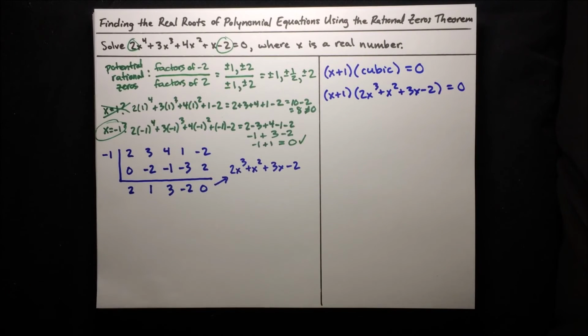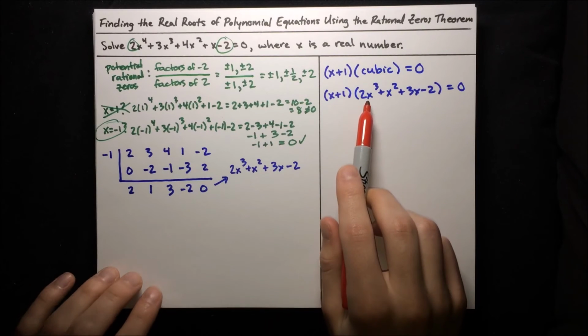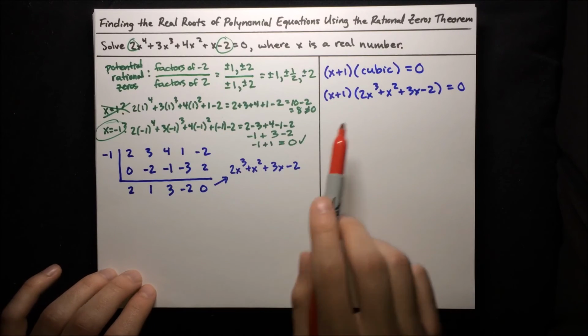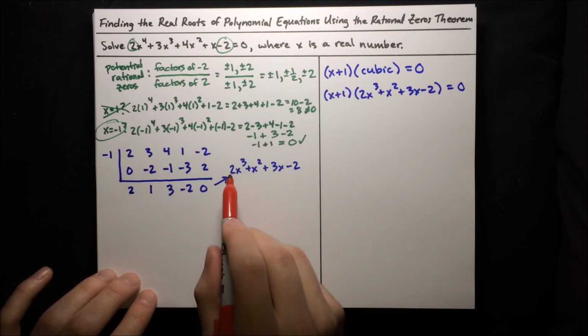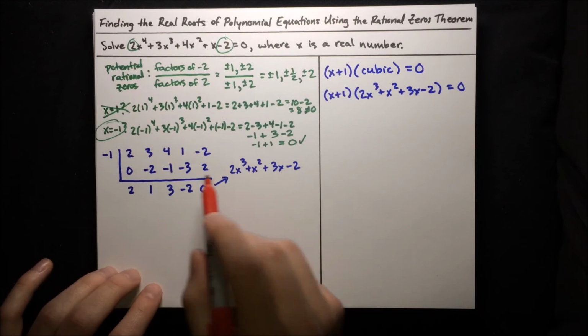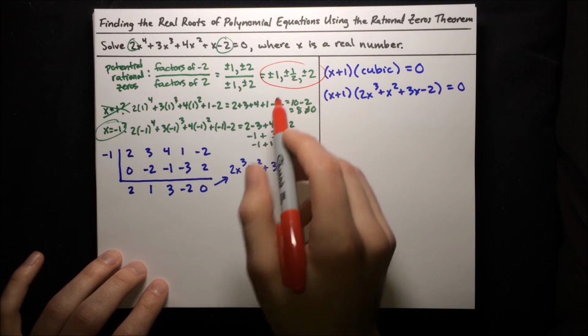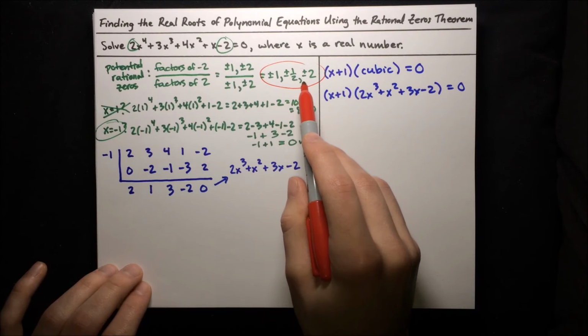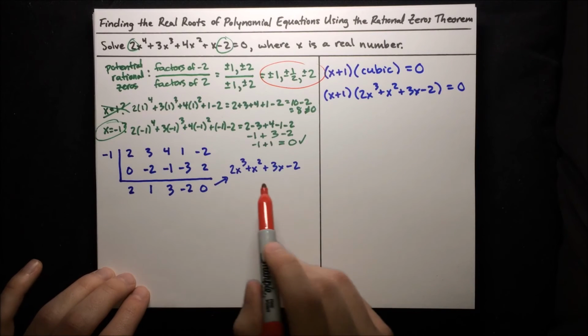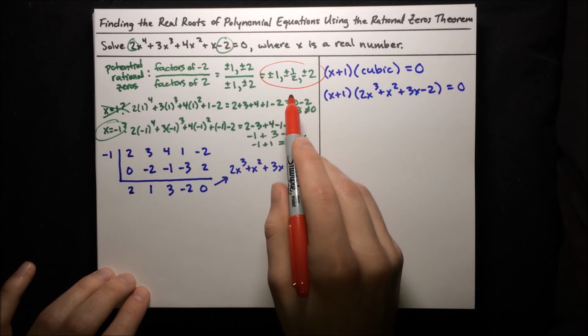Okay, so now we have to break down this cubic, and we just go through the potential rational zeros process again. This has the same leading coefficient and the same constant as before, so the potential rational zeros are still the same: plus or minus 1, plus or minus a half, plus or minus 2, and we've already tested 1 and negative 1. So now let's continue where we left off.